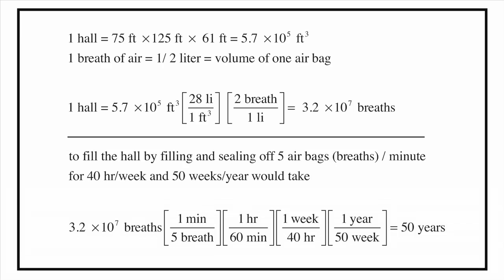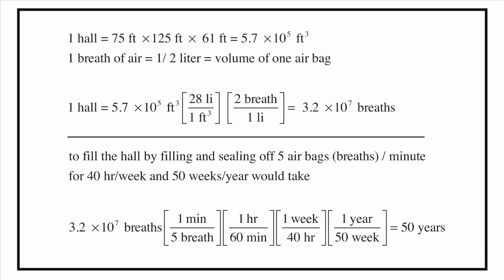So the symphony hall was 75 feet wide, 125 feet long, and the ceiling was 61 feet high. So if you multiply those three numbers together, you get 570,000 cubic feet, which is the volume of that symphony hall. Now we want to convert that to breaths of air. And so you have to get some conversion factors. Most of these, this conversion factor, for example, is in pretty much any high school textbook on science or chemistry that you might find, and usually in an appendix.